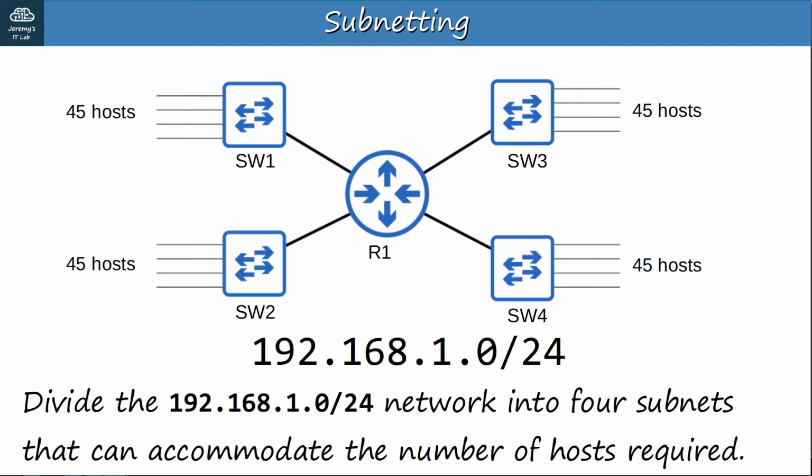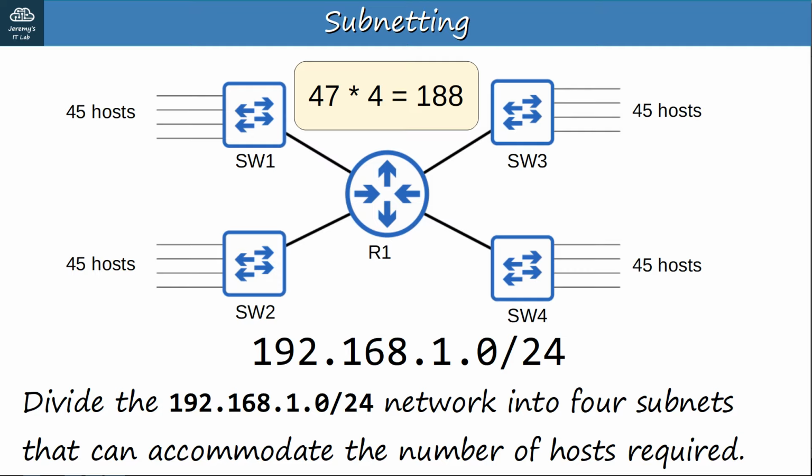First off, are there enough addresses in the 192.168.1.0/24 network in the first place? So we need 45 hosts per network, including R1, but also remember that each network has a network and broadcast address, so that's +2. So we need 47 addresses per subnet. 47 times 4 equals 188. So there's no problem in terms of the number of hosts.